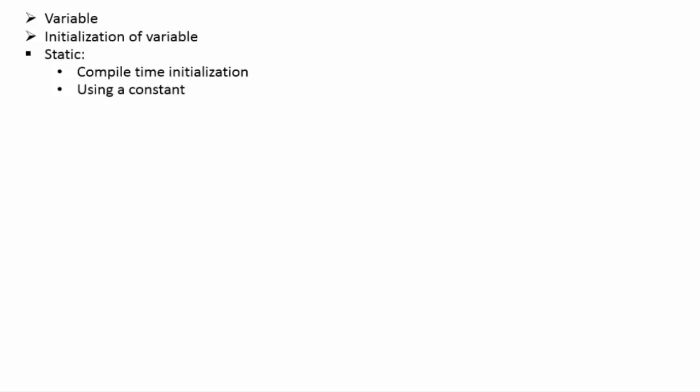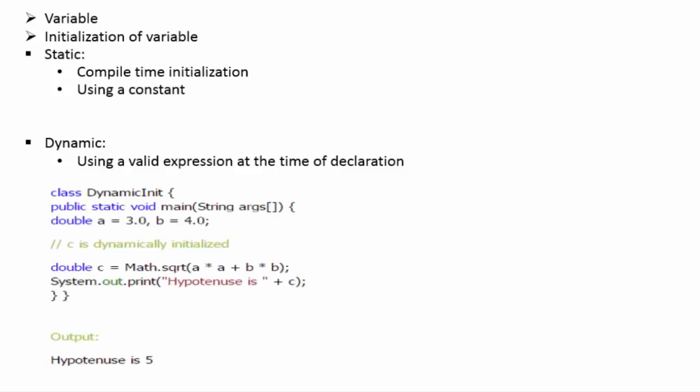And how do we initialize a variable? There are two types of variable initializations. They are static and dynamic initialization of variable. In static initialization of variable, the initialization takes place at the compile time, and the variable will always be initialized with a constant. While in dynamic initialization, the variable is not assigned with a constant but some other variable or a valid expression when it is declared. Let us look into this example for understanding how a variable is initialized statically and dynamically.